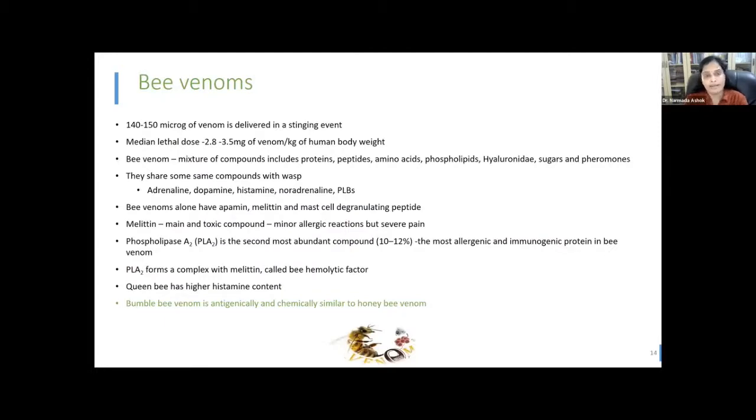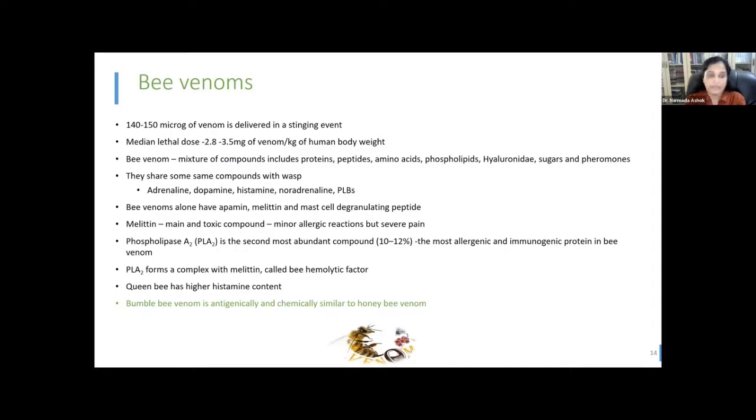Now, what are the characteristics of bee venom? About 140 to 150 microgram of venom is delivered in a stinging event. As we said, within the first 20 seconds, 90% of this will be delivered. The median lethal dose for humans is about 2.8 to 3.5 milligram of venom per kg. Now, why do we need to know how much dose is delivered? It is because when we plan our immunotherapy, it is planned based on the amount of venom delivered in a single stinging event.